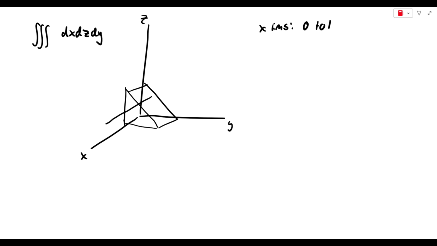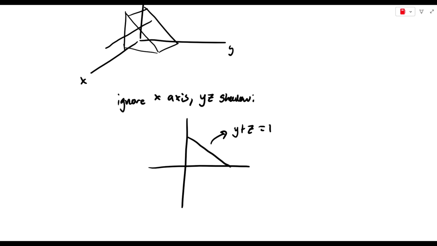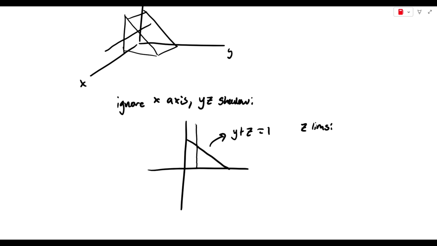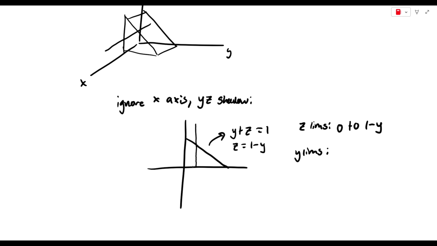But what about y and z? Well, we can do the same strategy. Ignore the x-axis and just look at the yz plane. We can see that the shadow of the region projected onto the yz plane is a triangle. First, for z limits, we pick a value of y to hold it fixed and increase the ray in the z direction. The ray first hits the triangle when z equals 0, and exits the triangle on the line y plus z equals 1. So to put that in terms of z, that'll be z equals 1 minus y. So z limits are from 0 to 1 minus y.